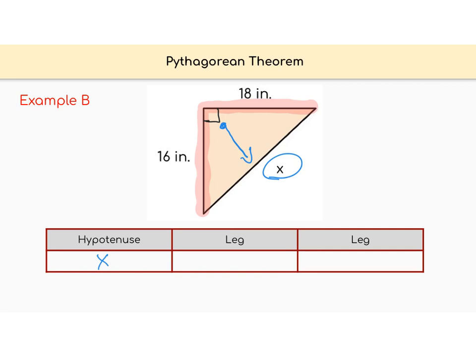Next we have the two legs. Again, the legs are the two sides that make up the 90-degree right angle. They're the two shorter sides. So in this case, we have one leg that is 16 inches, and the other leg is going to be 18 inches.